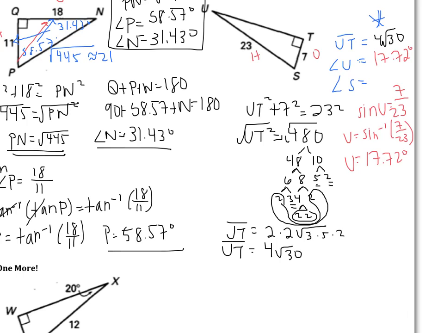To find angle S, you should have taken 180, subtracted 90, subtracted the 17.72. You get angle S to be 72.28 degrees. Hopefully that one went well for you. If the problem did not go well, please make sure that you go back and figure out what you did wrong. That might involve rewatching an earlier part of the video, or redoing the problem itself.